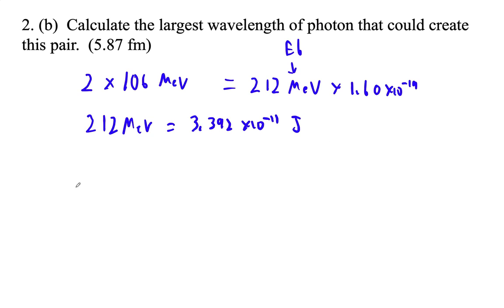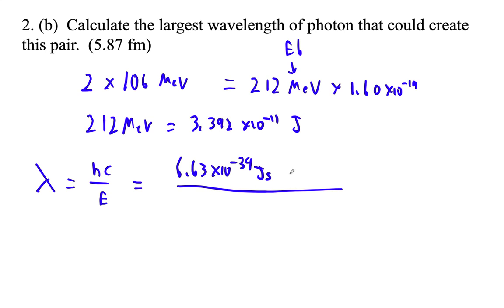So now we want to figure out what is the wavelength, right? So wavelength is hc over the energy. So that's going to be 6.63 times 10 to the minus 34th joule seconds times 3.00 times 10 to the 8th meters per second. So now we got joule meters divided by 3.392 times 10 to the minus 11th joules. So joules cancel, seconds cancel, we'll end up with meters here.